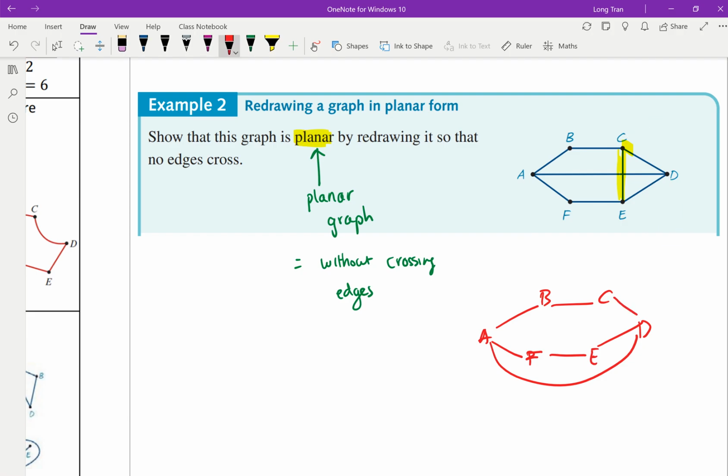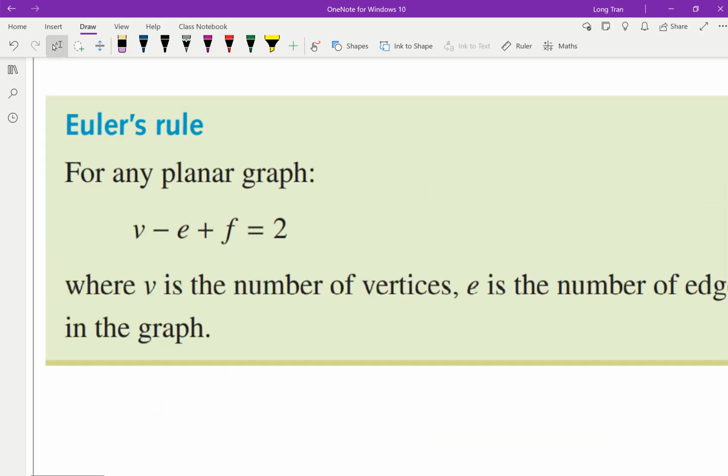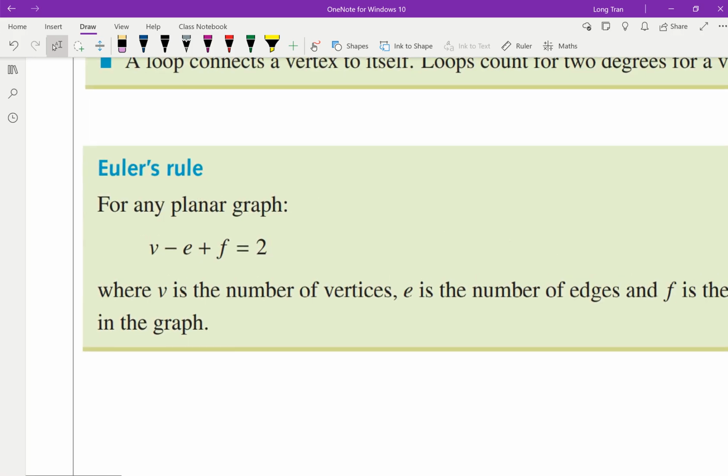Now, the reason why you need to know what a planar graph is is because of Euler's rule, which, if you haven't got it, please copy it down as part of your notes. Euler's rule will only work for any planar graph. So it needs to have no intersections between the edges in order for this rule to work. What's the rule about? The rule simply connects vertices, edges, and then faces. So the question is, what are faces? We know what vertices are, we know what edges are. What are our faces?